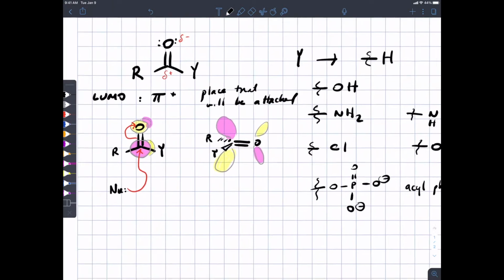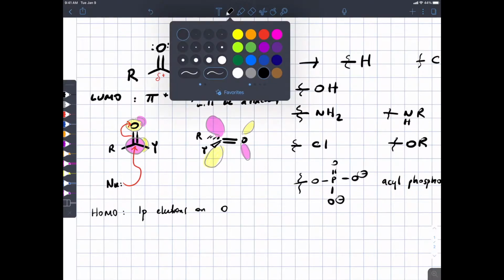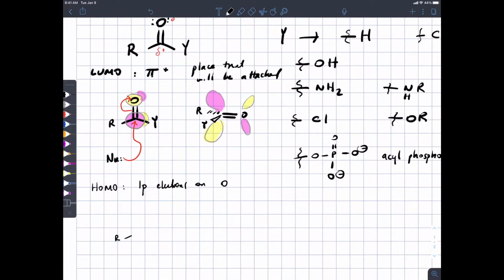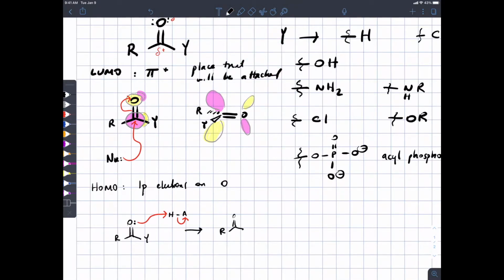Now, what about if a carbonyl compound were to act as a nucleophile? Well, the highest occupied molecular orbital of the carbonyl compound is actually the lone pair electrons on oxygen. So if you were to expose a carbonyl compound to some kind of electrophile, let's just keep it simple and say some kind of acid, the most reactive electrons in the carbonyl compound are these lone pair non-bonded electrons, and they are going to be the ones that react with the electrophile. In this case, it's an acid.